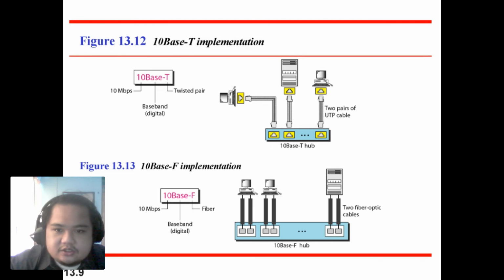10Base-T implementation. T means twisted pair. You can see in this picture two pairs of UTP cable in the 10Base-T hub. And another one, 10Base-F implementation. F means fiber. It's also digital or baseband. In the 10Base-F hub, you use two fiber optic cables.